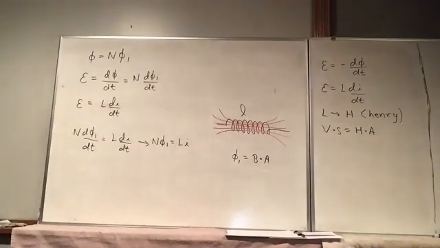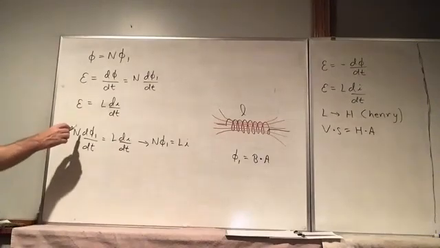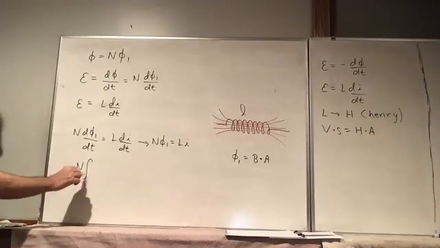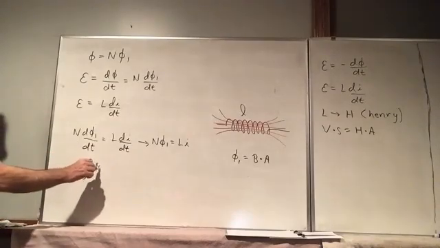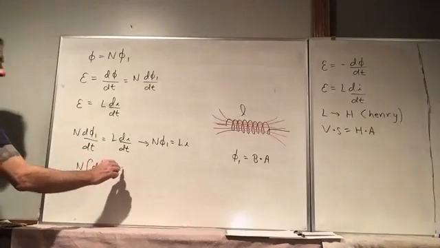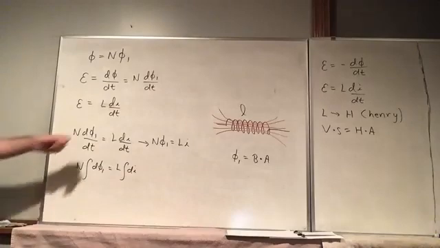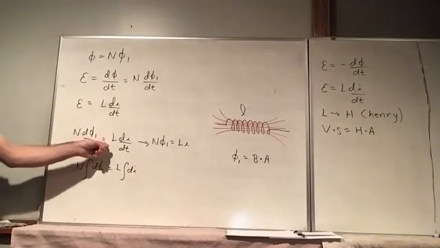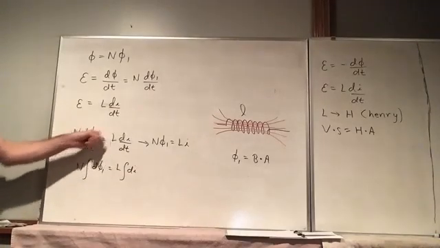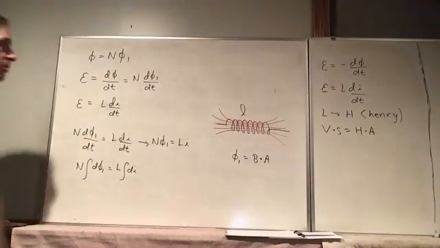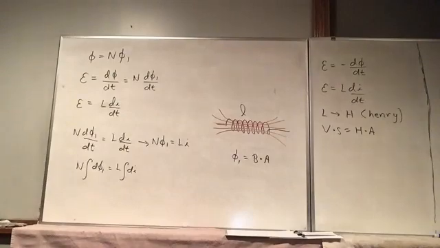Where N times the flux through a single coil is equal to Li. So just by integrating with respect to time, what we'd have is N times the integral of d phi 1 would be L times the integral of di. So like we have d phi 1 dt, we integrate it with respect to t, the dt's kind of cancel out. As long as there's no mathematicians around, we can say things like that.